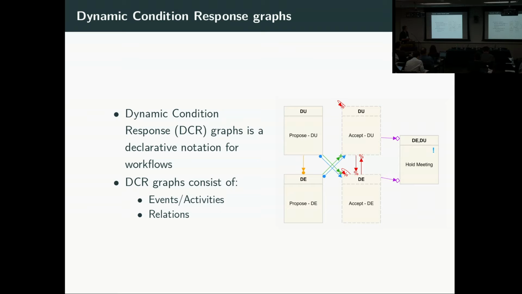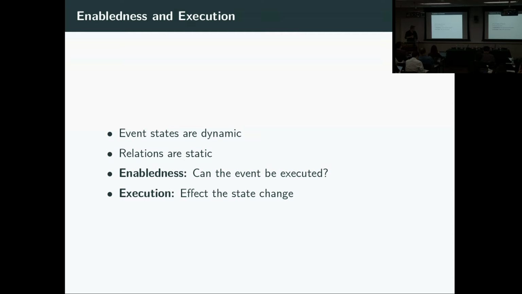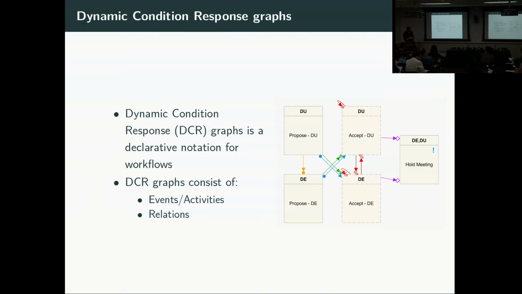For this we have chosen the dynamic condition response graphs, also called DCR graphs, which are essentially a notation for modeling these workflows, and they consist of two abstract entities. There are events, represented by these tan squares, also called activities, as well as relations, which are modeled by these arrows. The events or activities each have states. There are three different state variables that represent the state of an event: it can be included or not included, it can be pending or not pending, and it can be executed or not executed. The relations, the arrows, are static. There's no change in the relations.